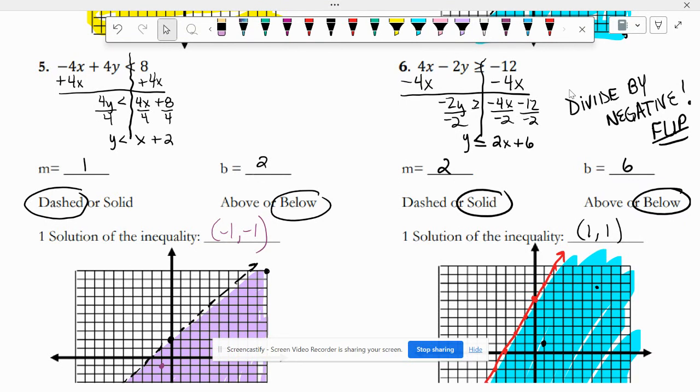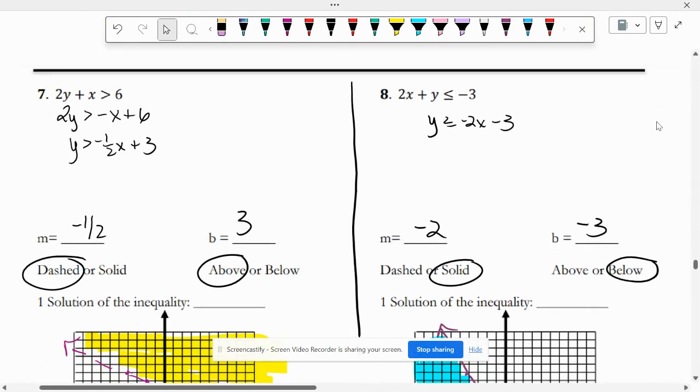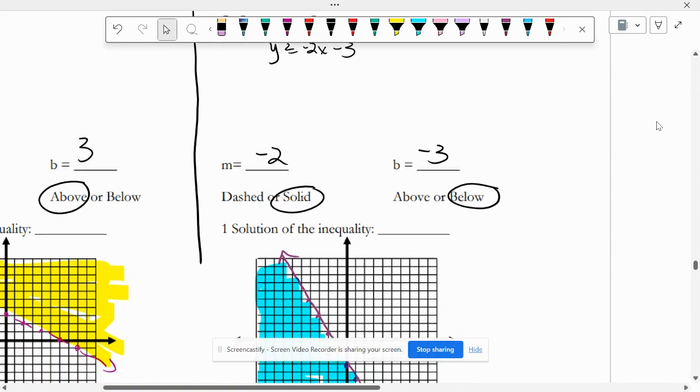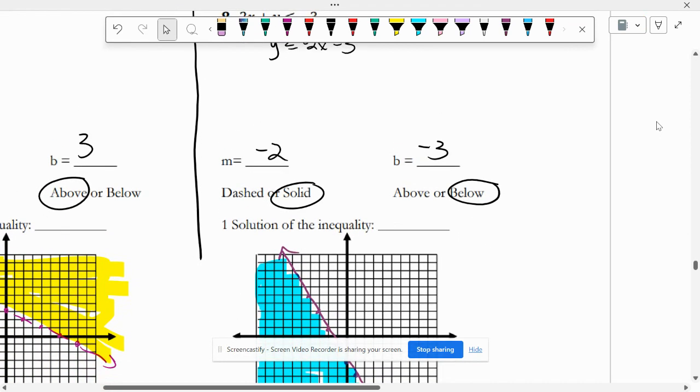Are we ready? Carter, you ready to go through some answers? Carter, you had number 8, correct? Okay, tell me about it. I got solid and below. Take a look at your inequality symbol. You think it's solid or... Okay, good deal.